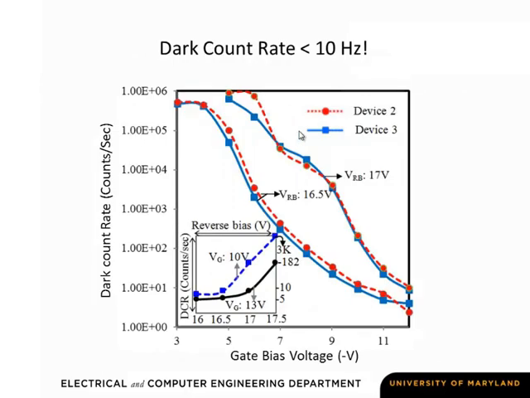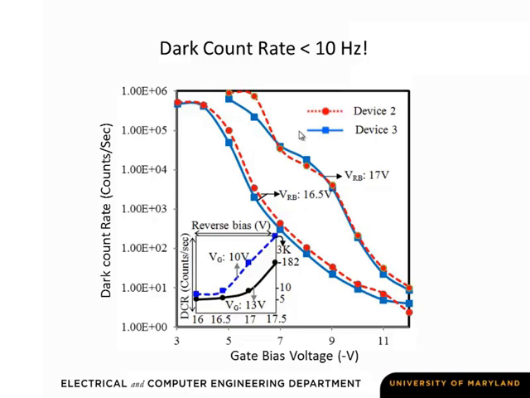Okay, so this is the data that shows dark count rate in counts per second as a function of gate bias voltage. So the gate bias voltage here is a mechanism that we're using to suppress the peripheral breakdown. And what you see, so this is focusing only for the moment on devices 2 and 3. So go to the inset for a second. So the inset actually shows the dark count rate as a function of the diode bias for different values of the gate bias.